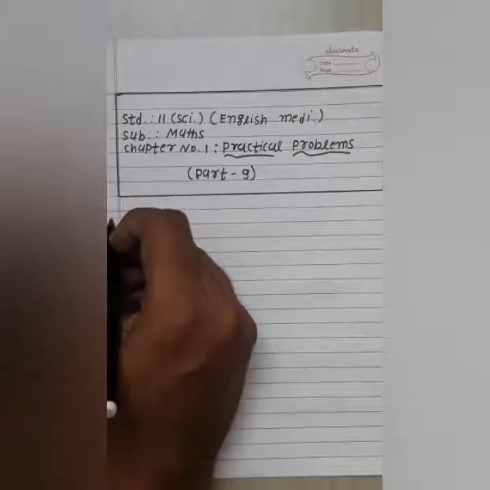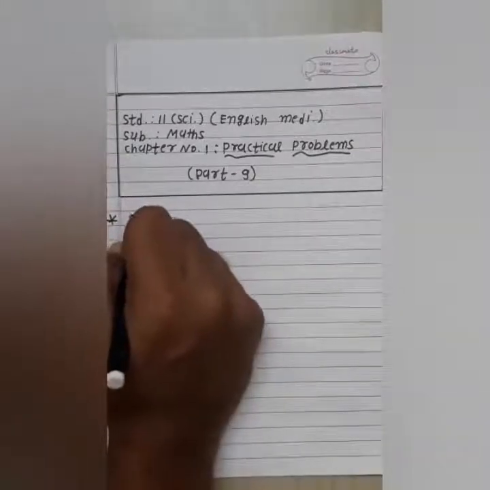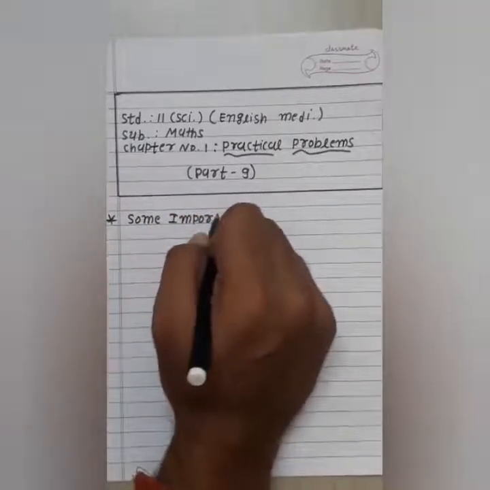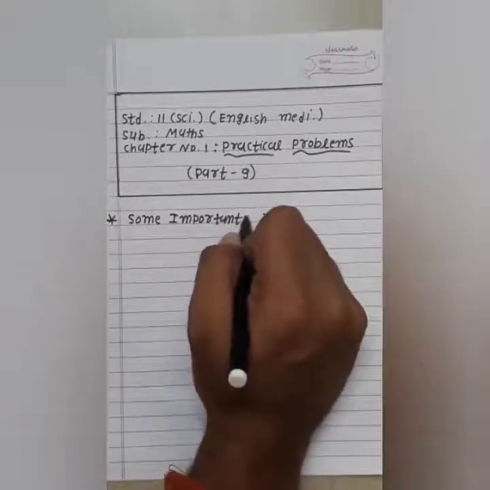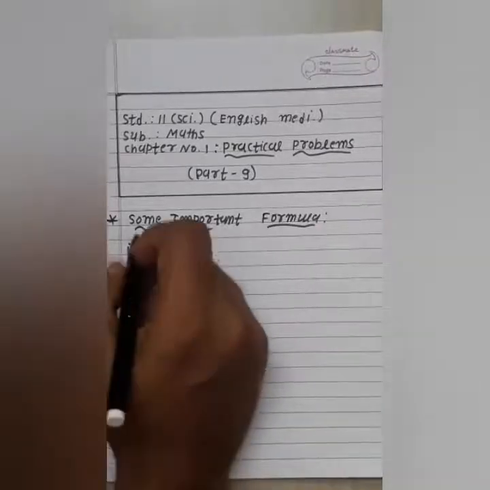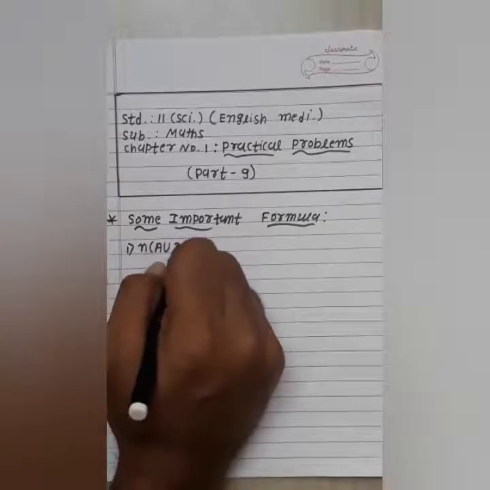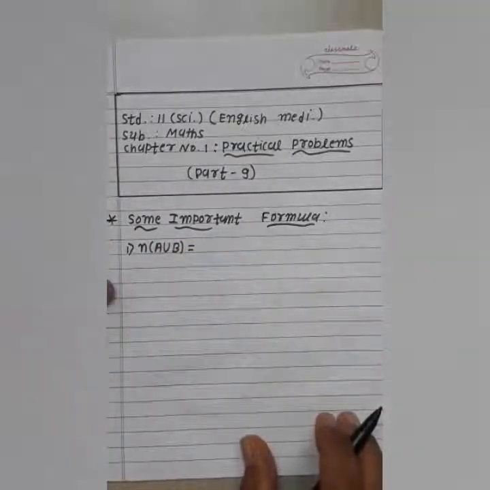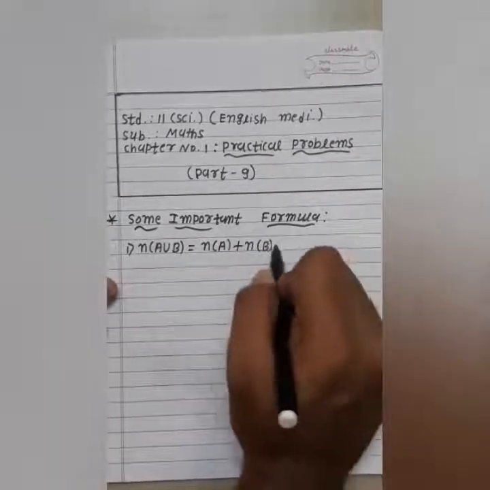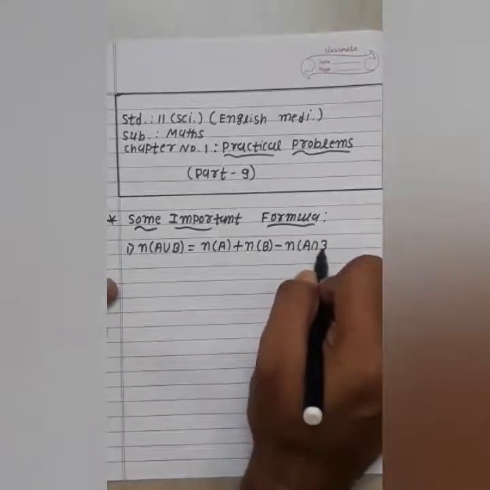Today we are going to discuss some practical problems. First of all, let's discuss some important formulas. The first formula: n of A union B is equal to n of A plus n of B minus n of A intersection B.